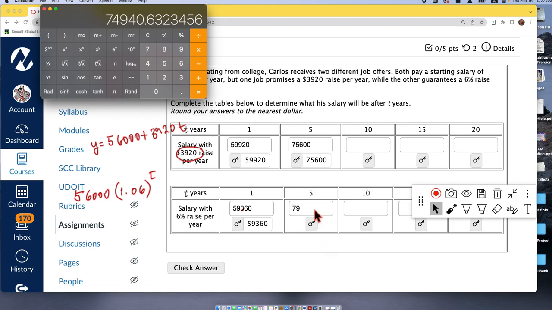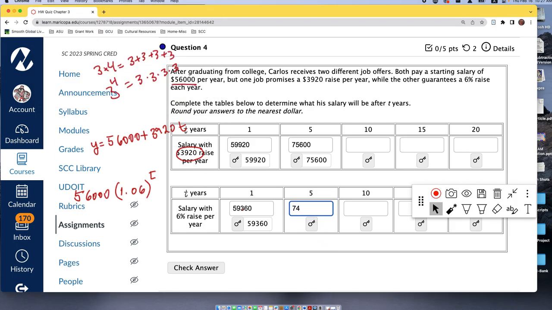74,940. So it's a little bit less. Do you think maybe by year 10? You make more in year 10.